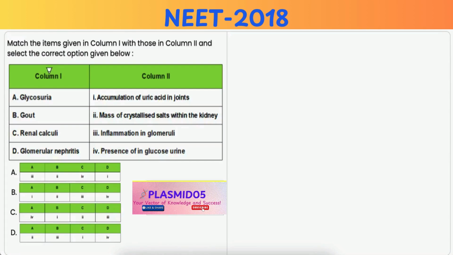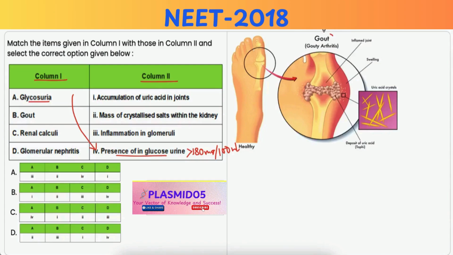In this question, you have to match the items given in column 1 with those in column 2. Now, glycosuria denotes the presence of glucose in the urine, and this is observed when the blood glucose level rises above 180 mg per 100 ml of blood, and this is called the renal threshold value for glucose. Thus, A matches with 4. Now, gout is due to deposition of uric acid crystals in the joint. Thus, B matches with 1.